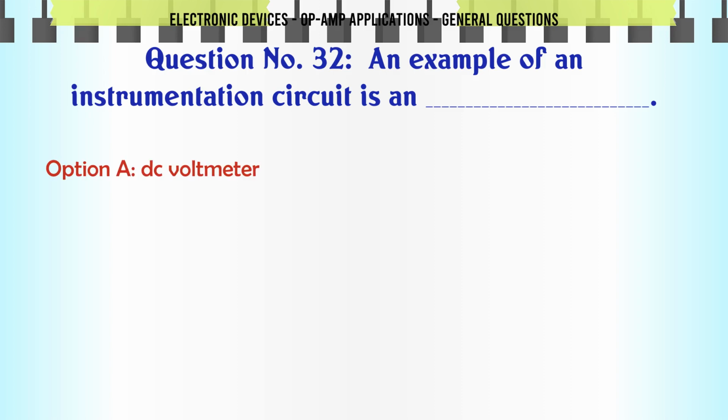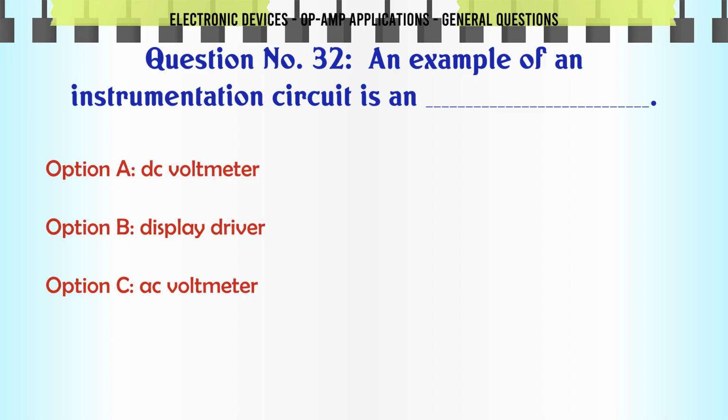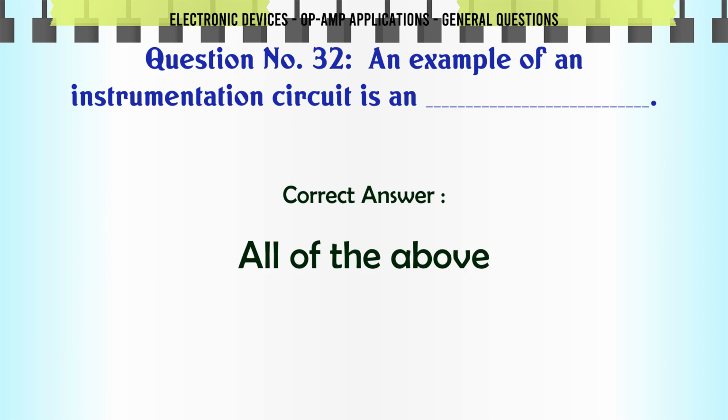An example of an instrumentation circuit is: A: DC voltmeter, B: display driver, C: AC voltmeter, D: all of the above. The correct answer is all of the above.